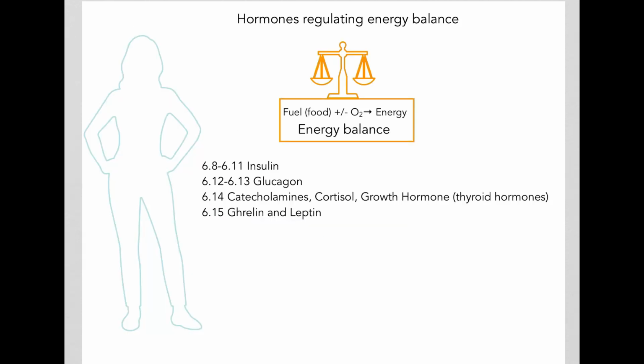We discussed several hormones that are involved in energy balance. Insulin was discussed in videos 6.8 to 6.11. Glucagon was covered in 6.12 and 6.13. In 6.14, we discussed the catecholamines, cortisol, and growth hormone, and we touched upon thyroid hormones. And in this video, we shall look at ghrelin and leptin and their role in energy balance.